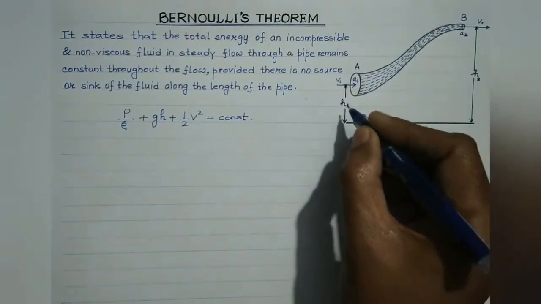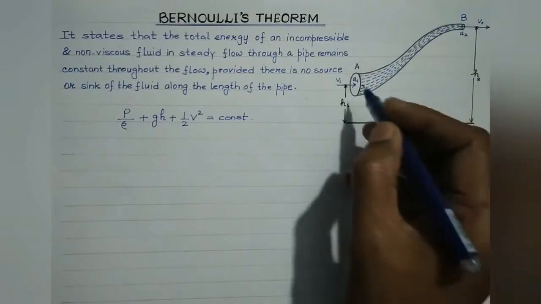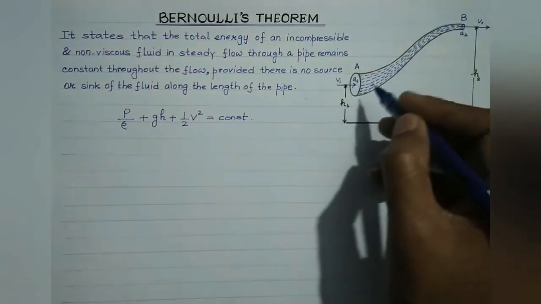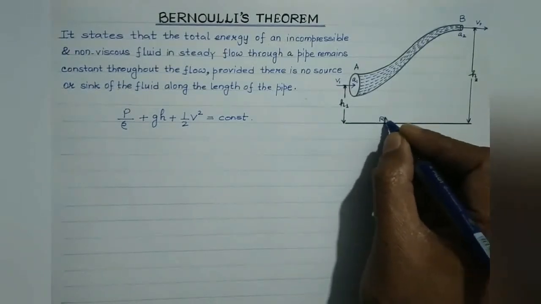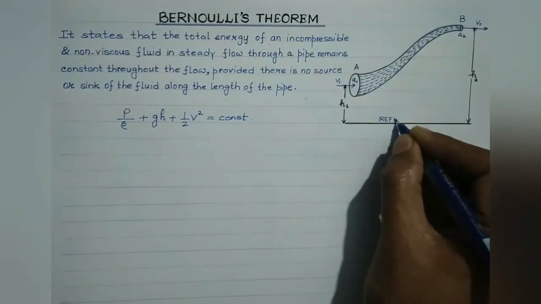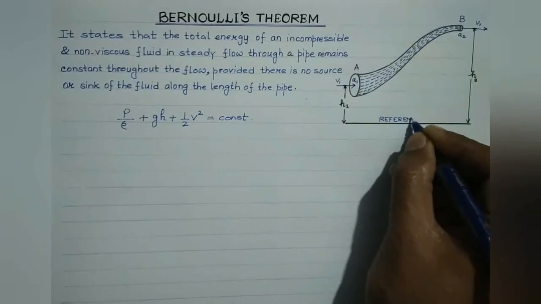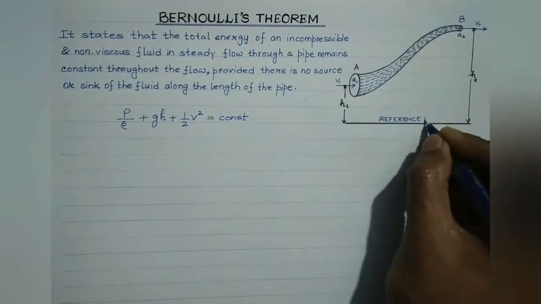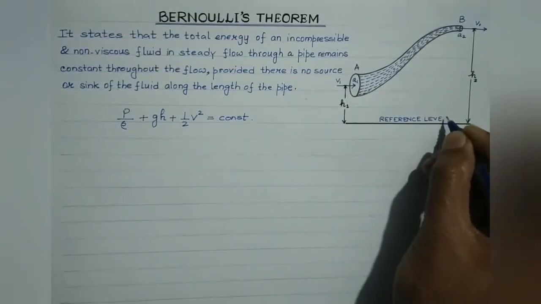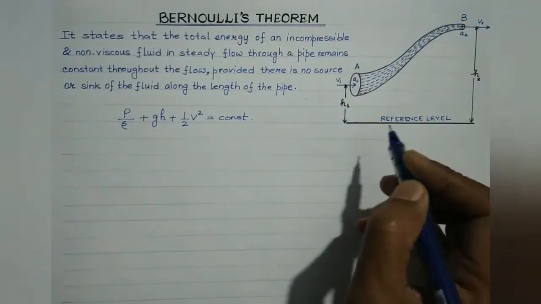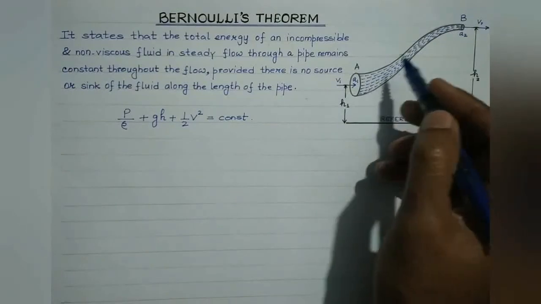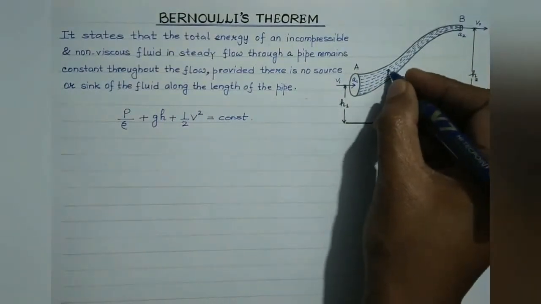Clear, students? And h1, h2 are the heights of the two sections of the tube, A and B, from this reference level. This is the reference level. So, we have considered rho to be the density of the incompressible liquid.